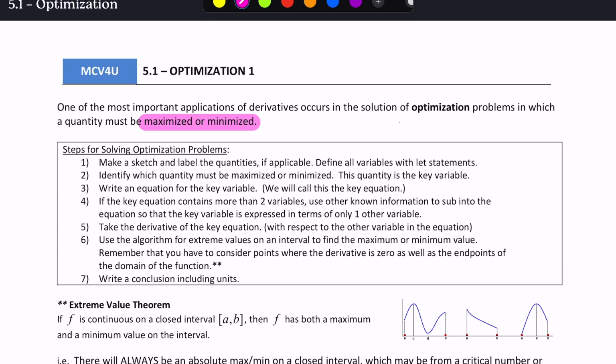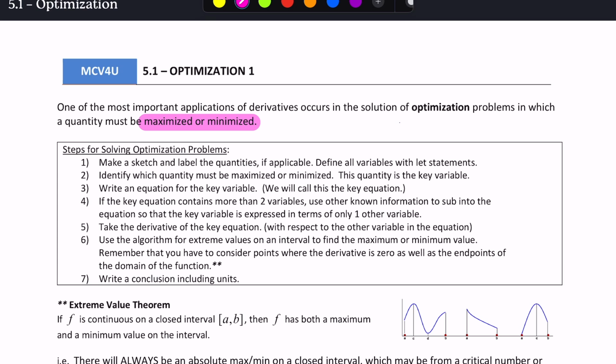The first step is to make a sketch and label the quantities, if applicable. Define all variables with let statements. The second step is to identify which quantity must be maximized or minimized. This quantity is the key variable. The third step is to write an equation for the key variable. We will call this the key equation. If the key equation contains more than two variables, use other known information to sub into the equation so that the key variable is expressed in terms of only one other variable.